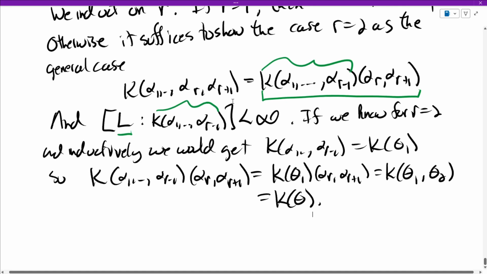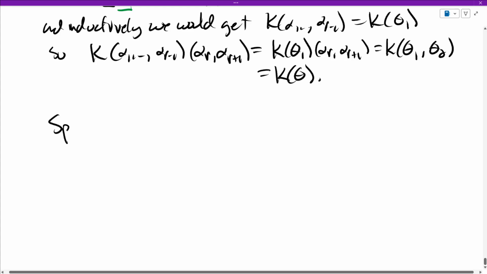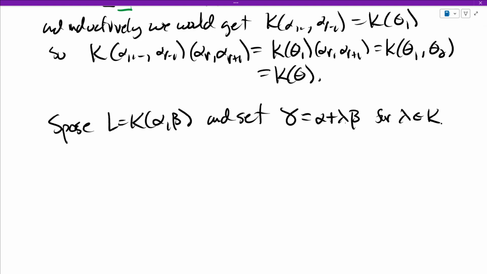All right, so it suffices to prove the case r equals 2, and we're going to do exactly that. So suppose L is obtained by adding in 2 elements. We're not going to use alpha 1, alpha 2, I'm just going to use alpha and beta to make the notation a little bit simpler, and we're going to set gamma to be alpha plus lambda beta for lambda in k. And we're going to find out which lambdas are going to work.